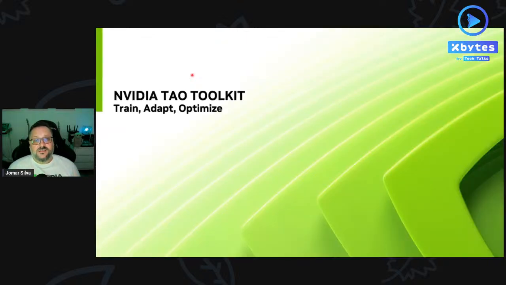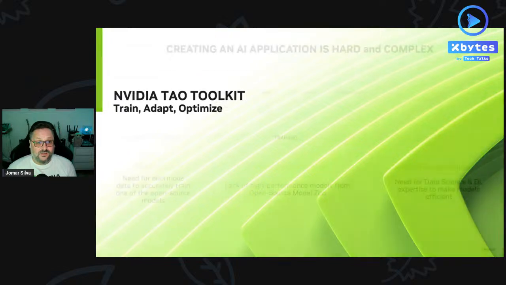After talking about data science, I will start talking about deep learning. And the first framework that I would like to present to you from NVIDIA is a framework called TAO. That is an acronym for train, adapt, and optimize. And this is exactly what TAO does.